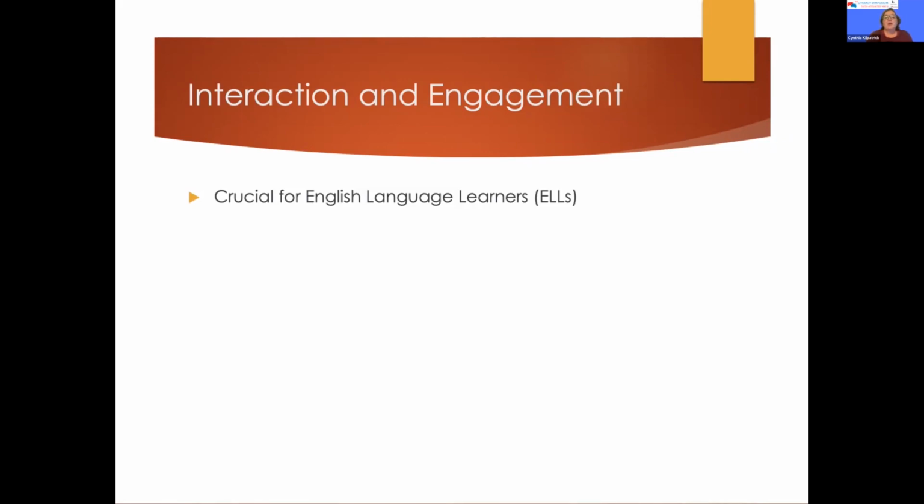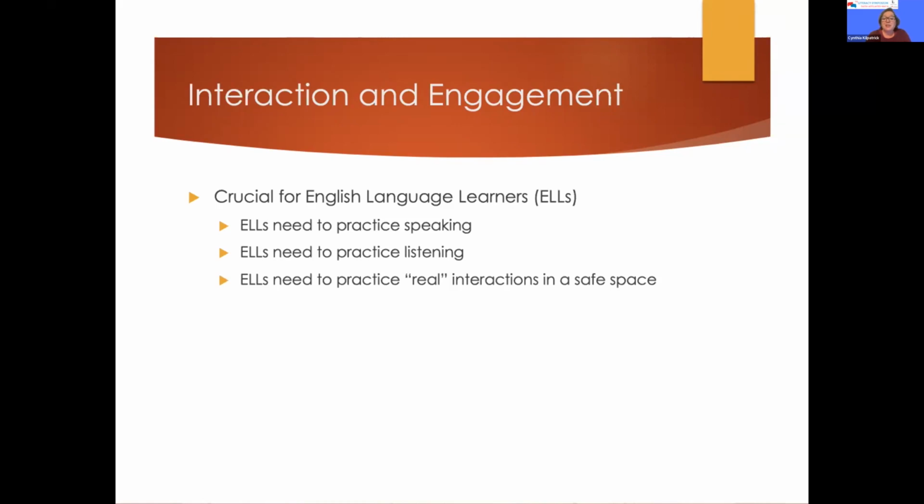All right, so interaction and engagement is crucial for English language learners. They need to practice speaking, and they need to practice speaking, and then they need to practice speaking. But in addition, they need to practice listening, so they can make sure that what is being said can be understood. In the classroom, we provide a safe space for interaction and engagement. They need to practice those real interactions in our safe classroom space before they go out there in the big bad world and then realize they don't know what they need to say.